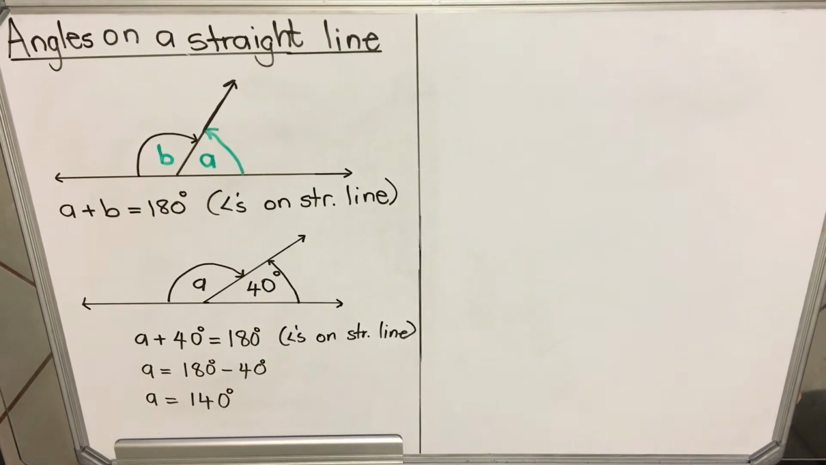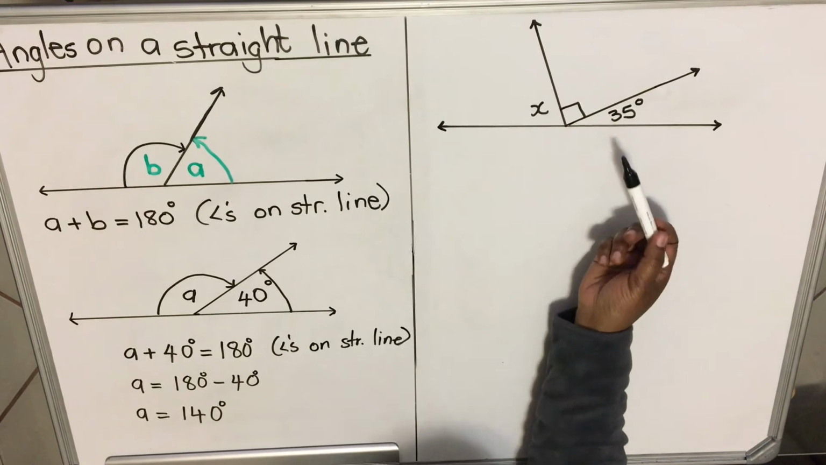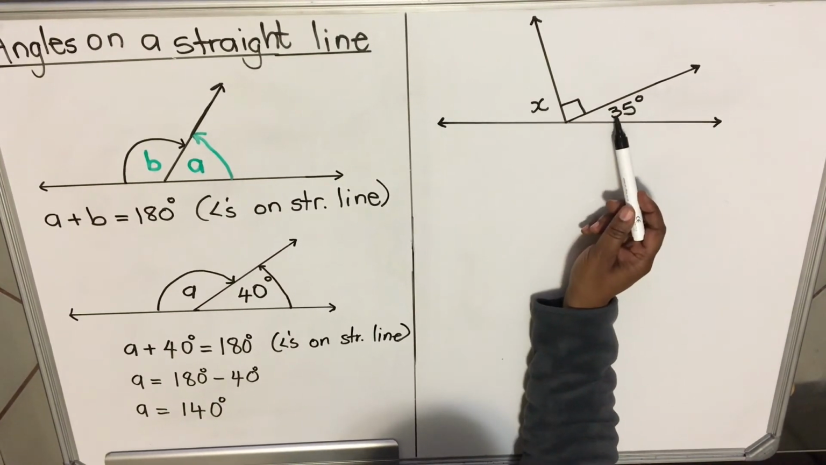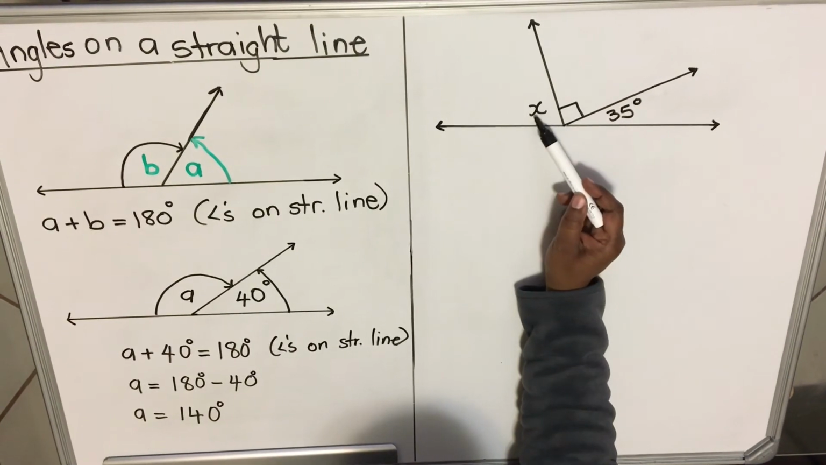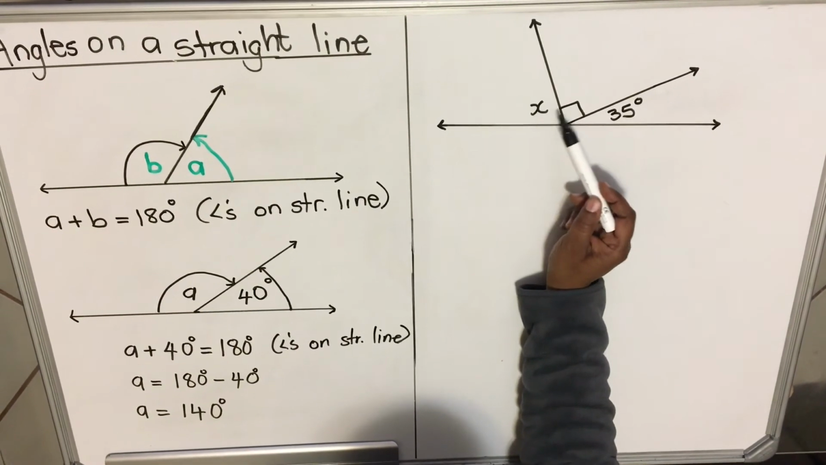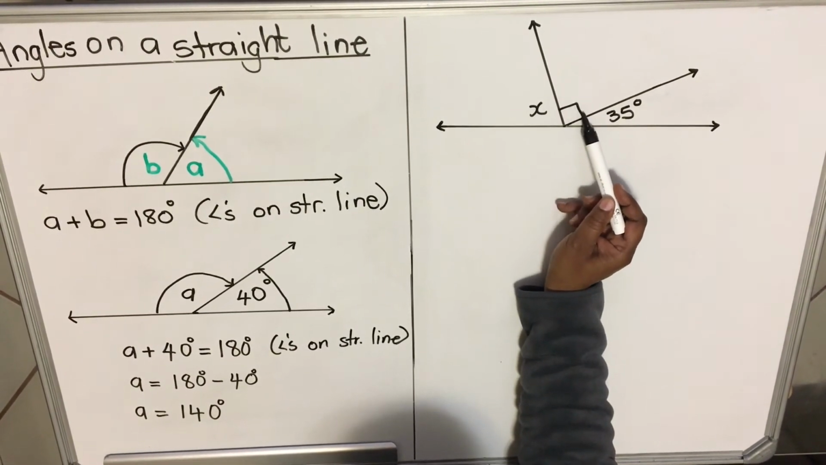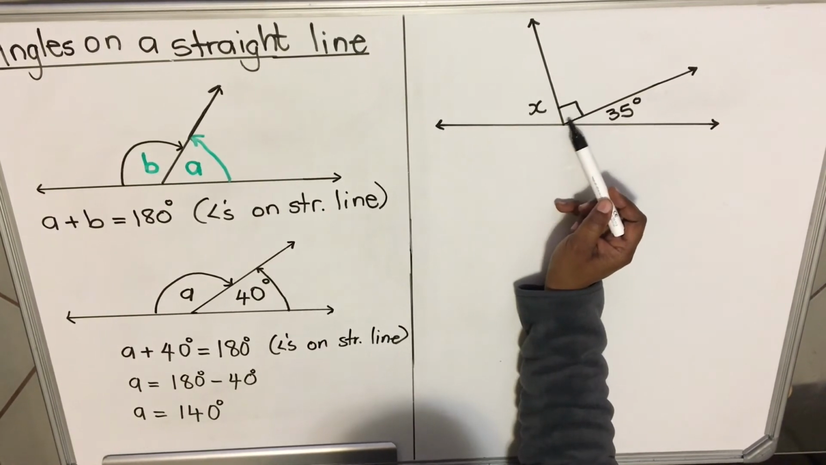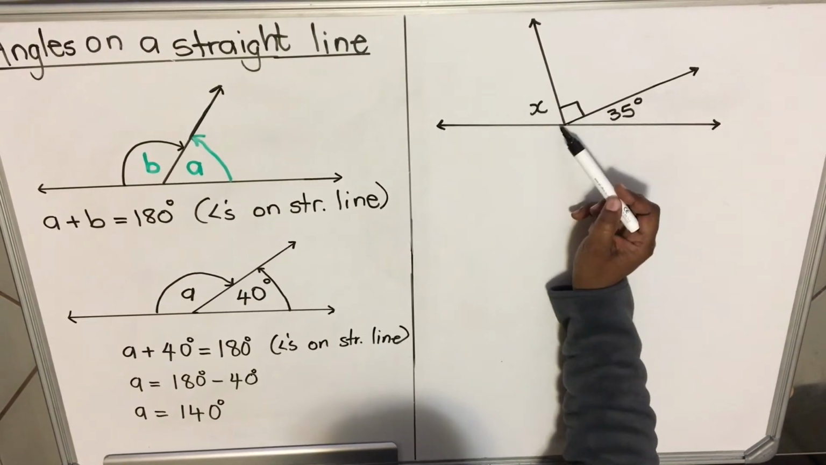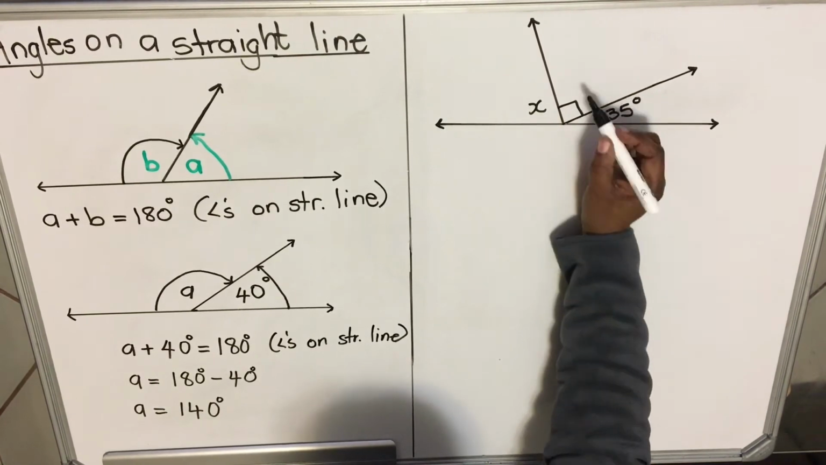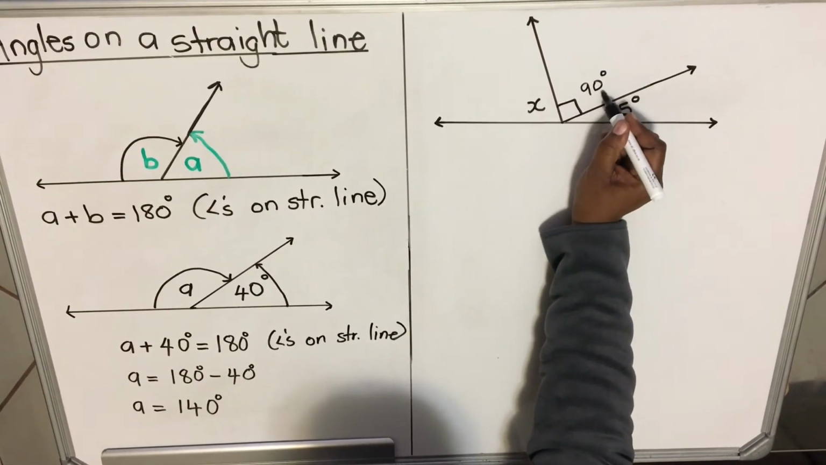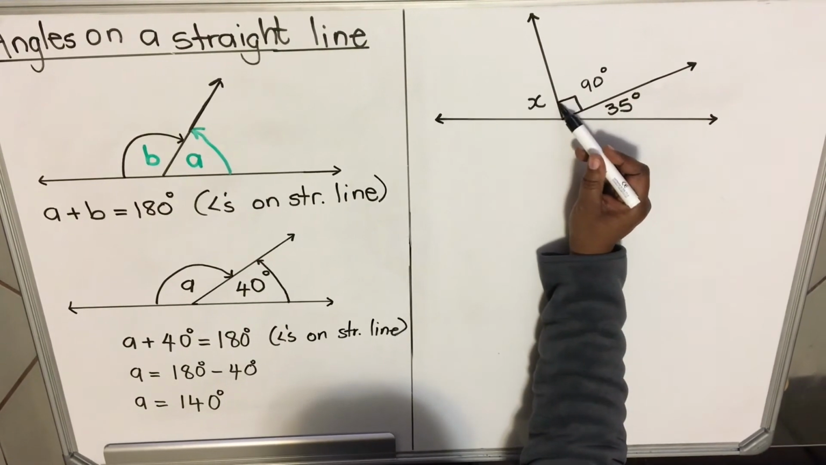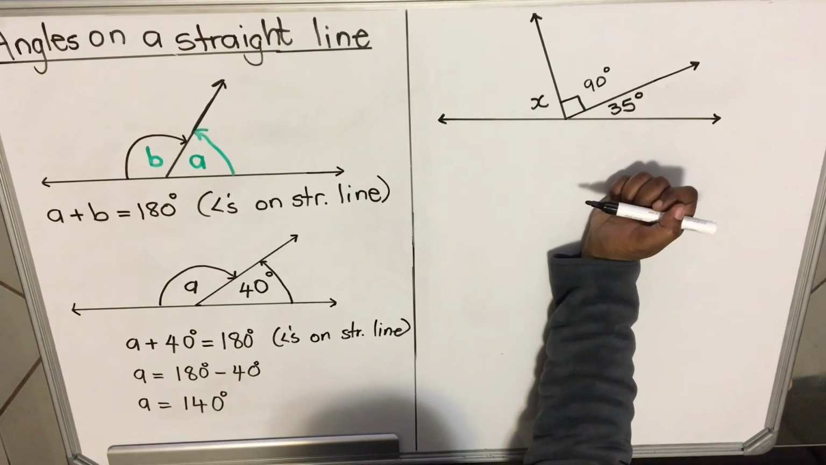Okay, let's look at another example. In this example, we have three angles: 35 degrees, and an angle with a square and the x. We are calculating for x. Remember, when you have an angle with a square like that, it means this line is perpendicular to that one and the angle is always 90 degrees. They're not going to write it for you, and you don't have to write it either. If you have this square, your angle is 90 degrees.